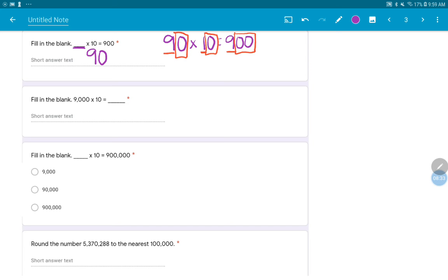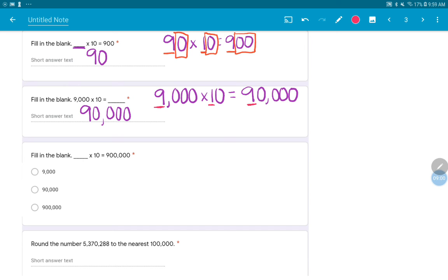9,000 times 10 equals what, Amy? 90,000? 90,000. Very good. Well, let's check her work. 9,000 times 10, we believe equals 90,000. So let's check it. 9 times 1 equals 9. I have 3 zeros. And then one more zero makes how many? 4. And 90,000 has 4 zeros. So we know we're correct.